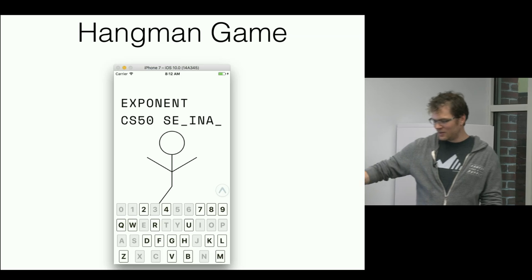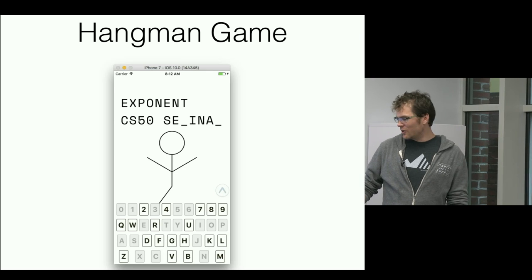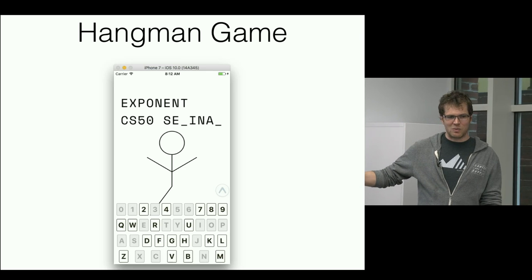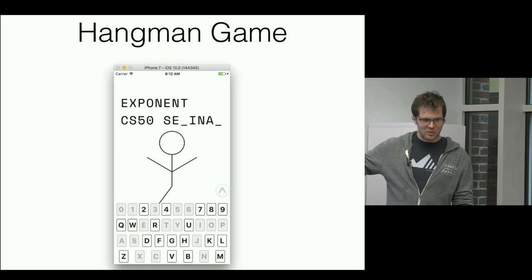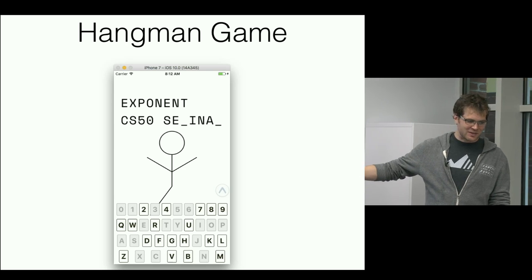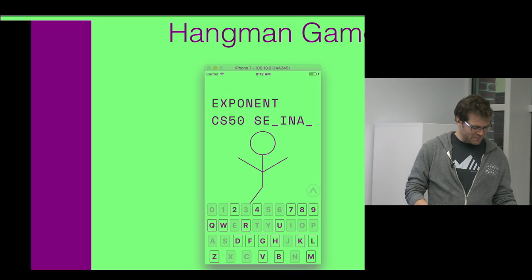So the next thing I want to do is talk a little bit about making the keyboard. The keyboard is basically, if you look at it, just a bunch of letters and numbers inside of boxes. So it's pretty easy for us to make this fake keyboard just by using views for the boxes around the letters and numbers and text inside of those.